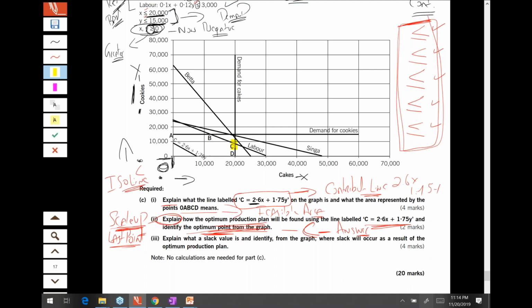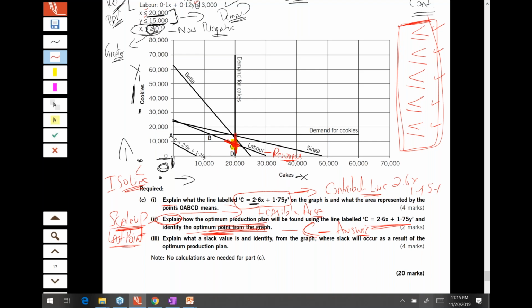Just tell me, at this point C, what are the two lines that are intersecting? The two lines intersecting at C are the labor line and the demand line. Are you getting my point? Everyone, labor and the demand line. Is labor a resource? Yes. So for labor, you will work out the shadow price. Simple.